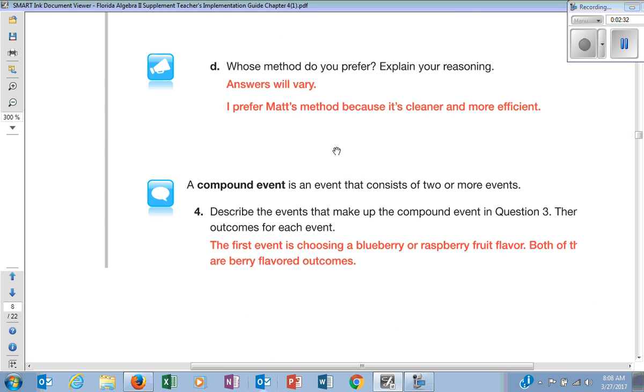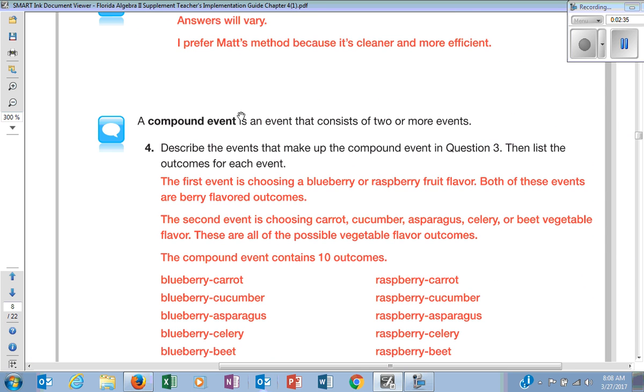This is the thing you need to know. A compound event is an event that consists of 2 or more events. It means you have event 1, you have event 2, and we're seeing when those happen. Now, there's 2 different ways this can happen. One can be with and, and one can be with or. Today we're going to focus on the and.